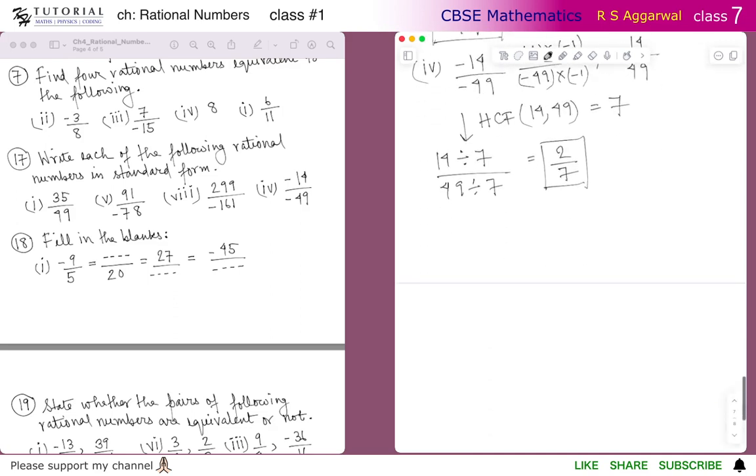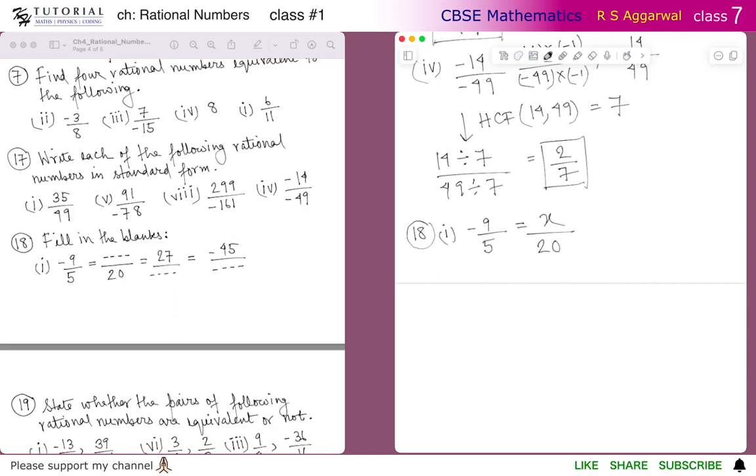Okay, let's do 18. First one is fill in the blanks. Minus 9 by 5 equals something by 20. Instead of the blank, I am writing x. X should be an integer. What should x be so that minus 9 by 5 equals x by 20?